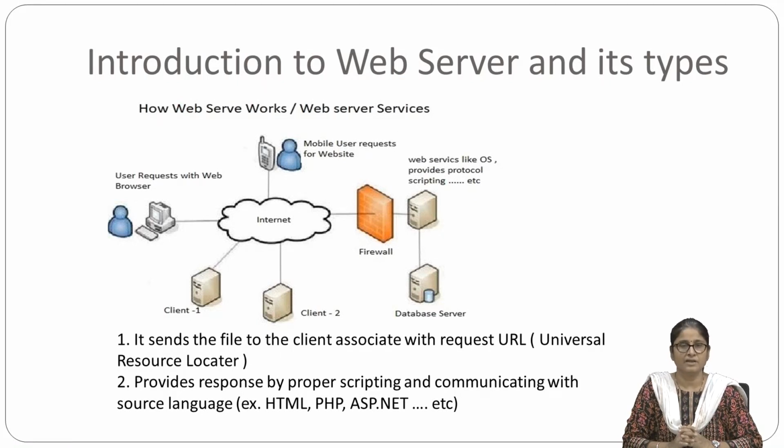We need to specify the URL of whatever page we would like to access, and the request is sent by the client to the web server. The web server will process this request, and if that content is available on the web server, the response will be sent back to the client. It sends the files associated with the requested URL to the client. This is the main function of the web server.